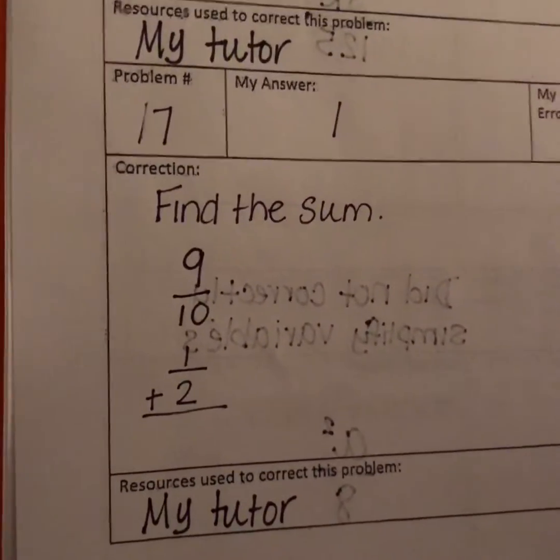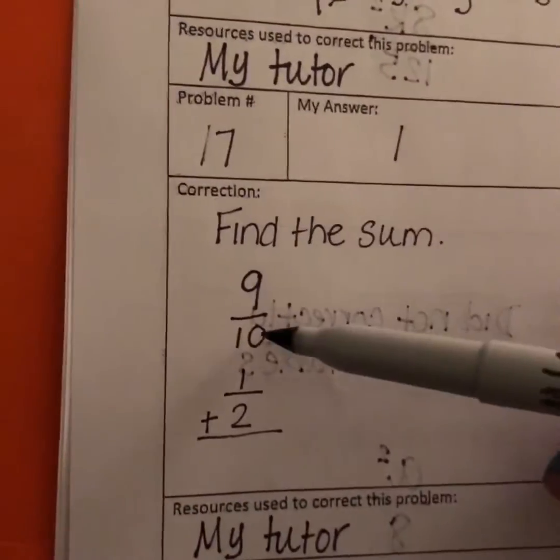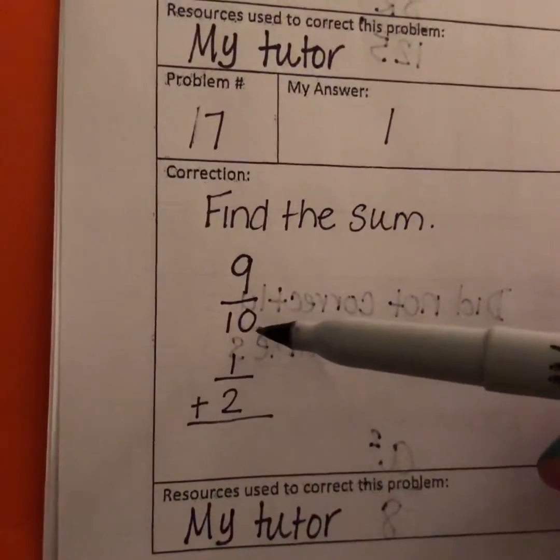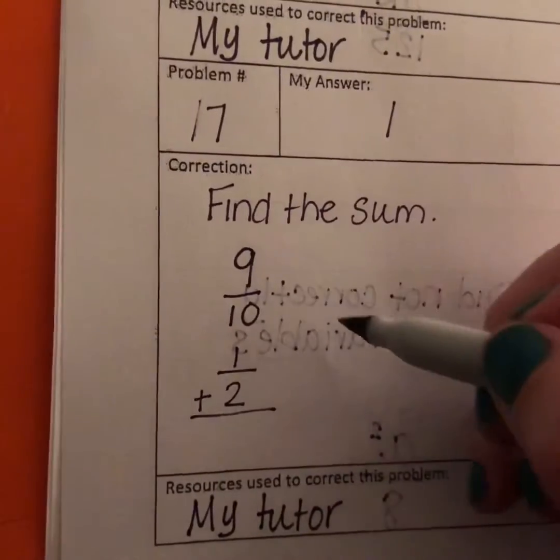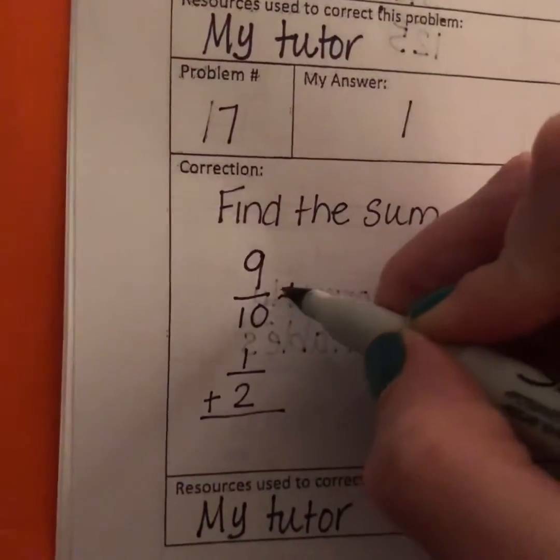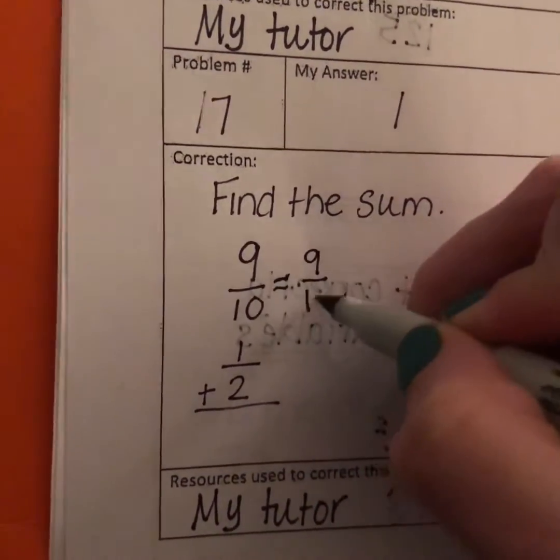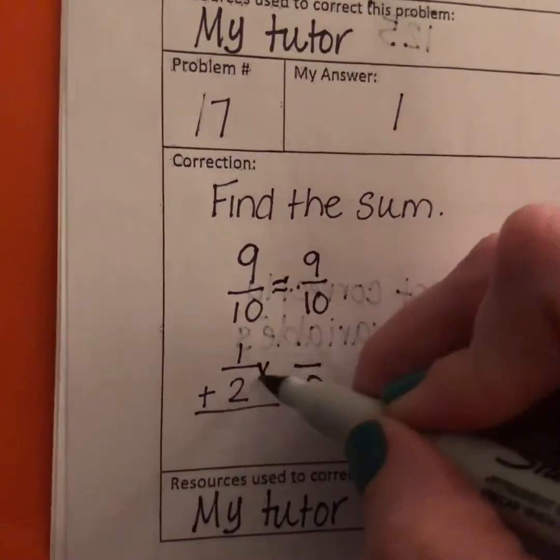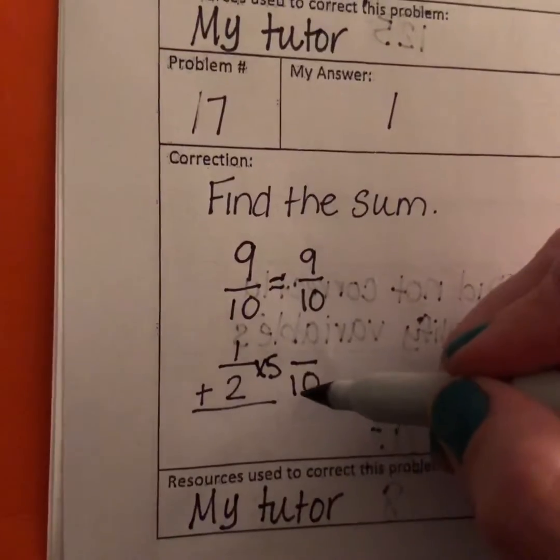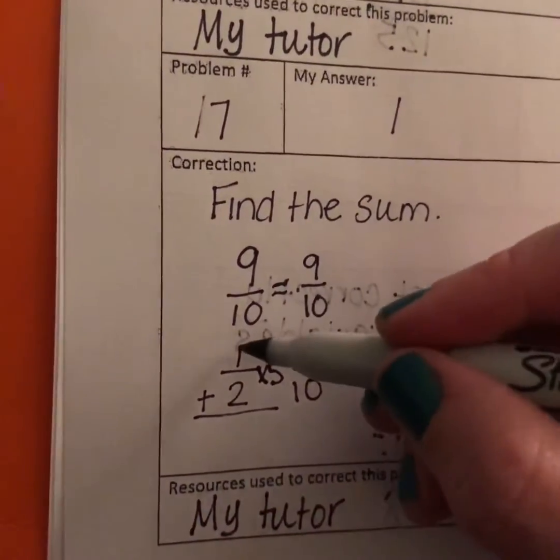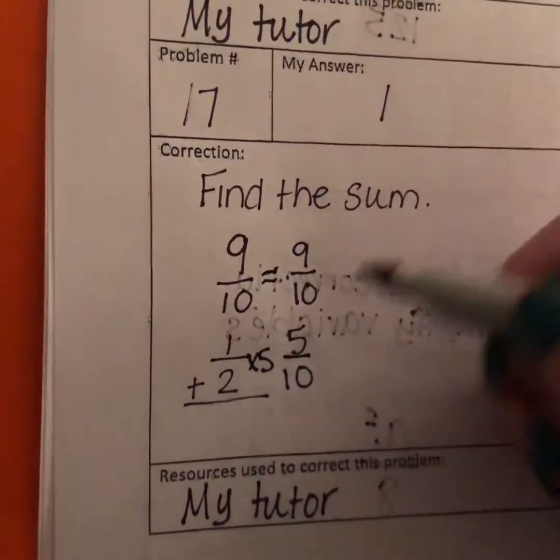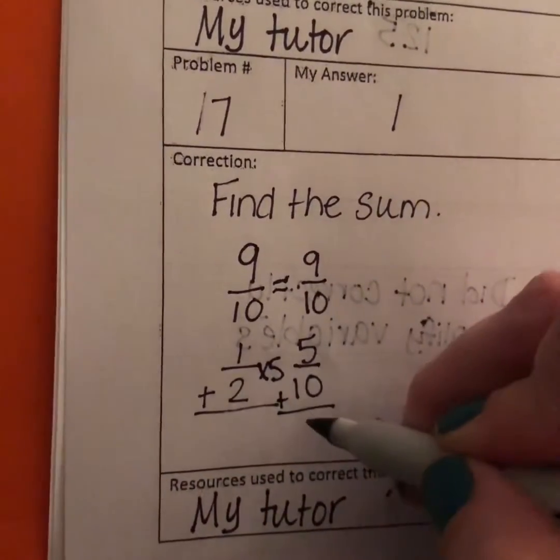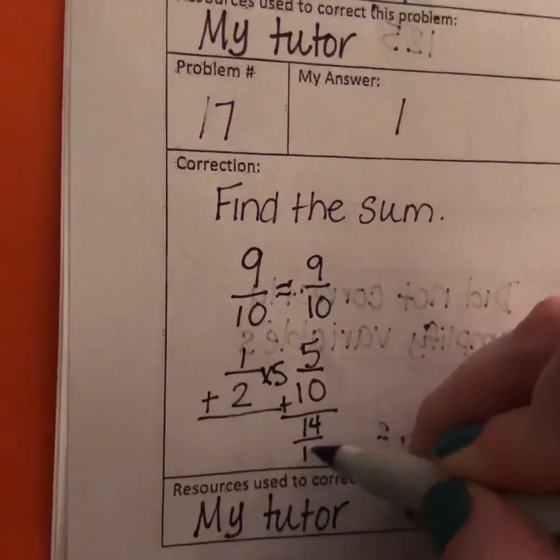Number 17 is find the sum. So we see that they have different denominators, so we need the denominators to be the same. Least common denominator here is going to be a 10. So this is going to stay as 9/10. 2 we can make into a 10 by multiplying times 5. Whatever we do to the bottom, we have to do the top. So 1 times 5 is 5. Now I can add 9 plus 5 is 14 over 10.